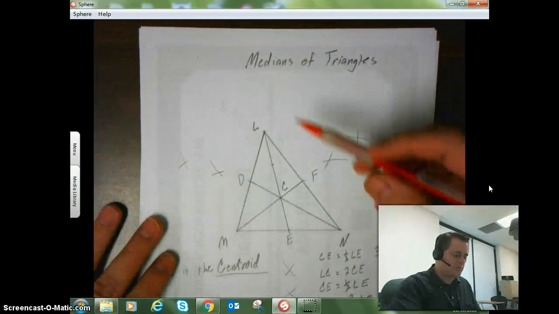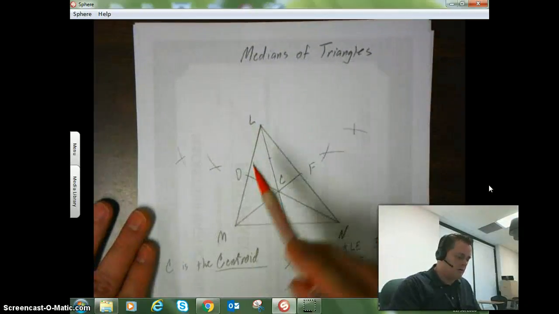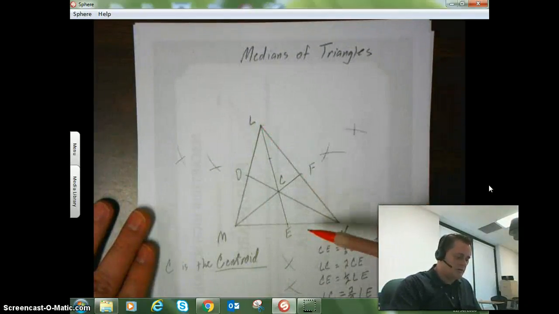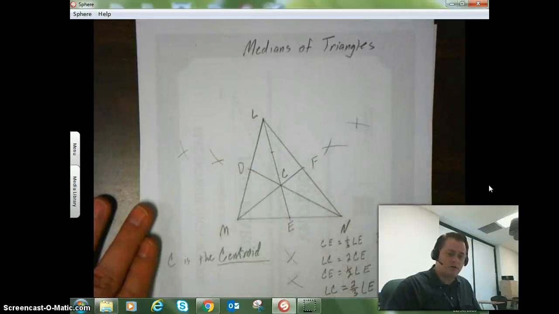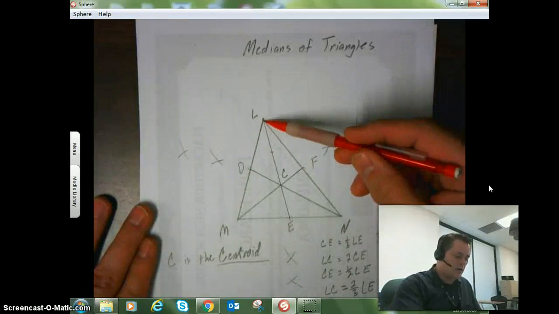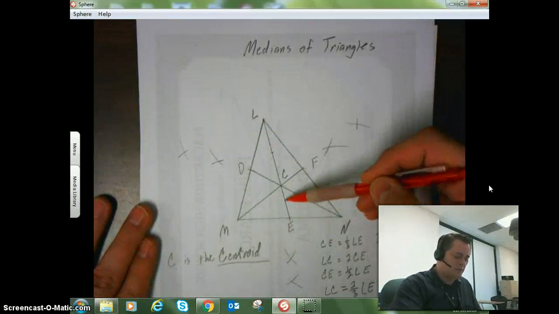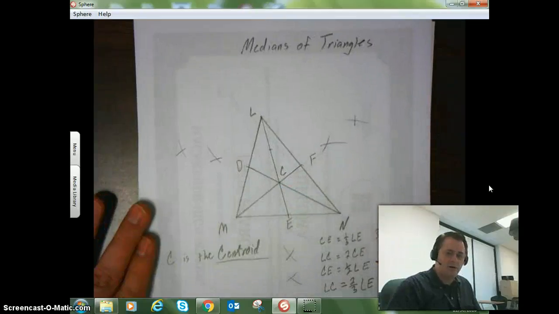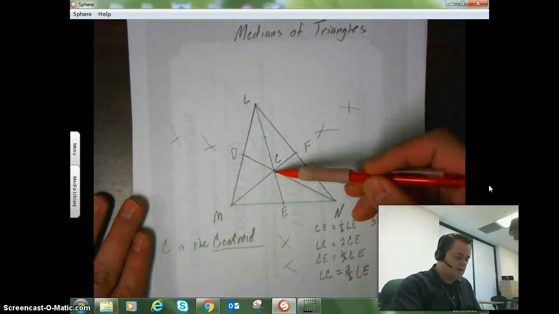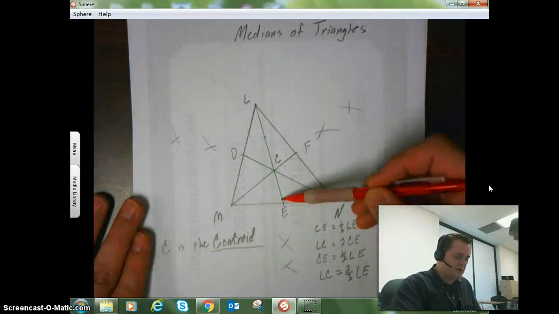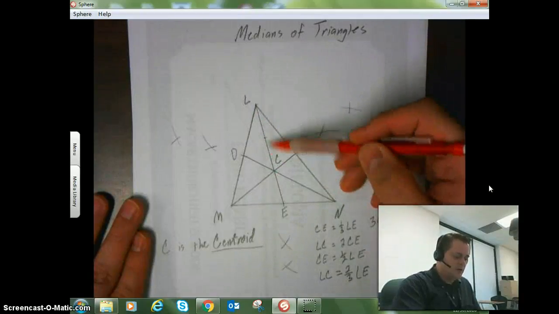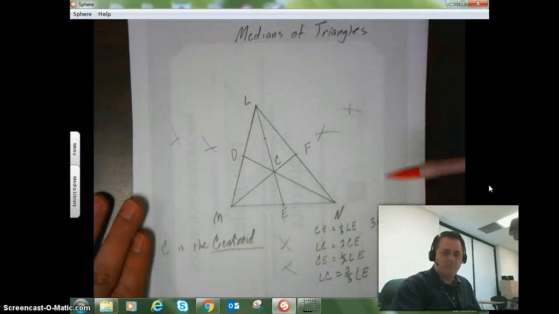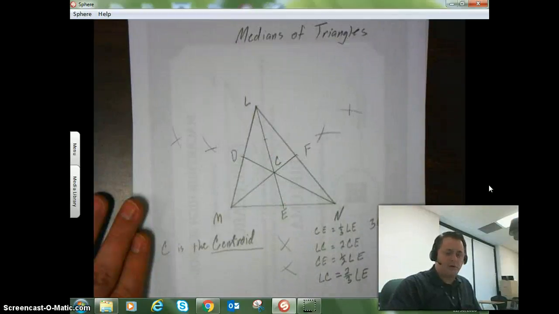So, big ideas. Remember, a median is a segment that goes from the vertex to the midpoint of the side across from it. The point of concurrency of the medians is called the centroid, which is the center of the triangle. And the lengths of the segments of the median are broken up in very specific ways: the small piece is a third of the whole thing, the big piece is two-thirds of the whole thing, and the big piece is twice as long as the small piece. So that's all that I'm going to talk about here for medians.